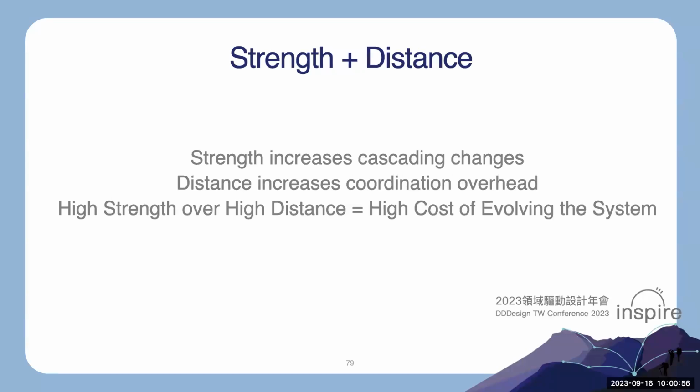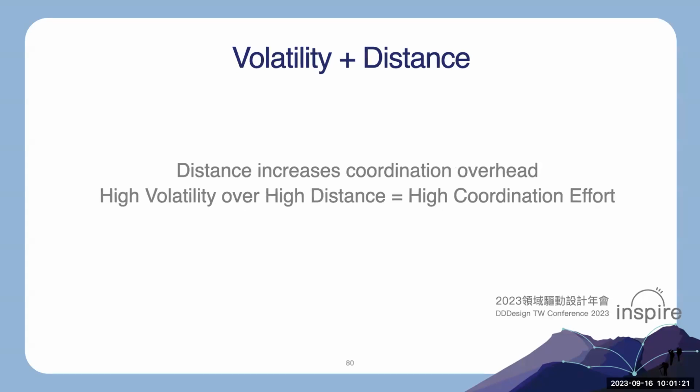Strength and distance. Distancing the components physically increases the coordination effort required to implement the cascading change. High integration strength over high distance makes the system very expensive to change and maintain over time. Again, because of high distance, we have high cost of changes. Because of high strength, we have high frequency of such cascading changes. And the distance and volatility dimensions reflect the coordination effort that is needed to evolve the system over time.